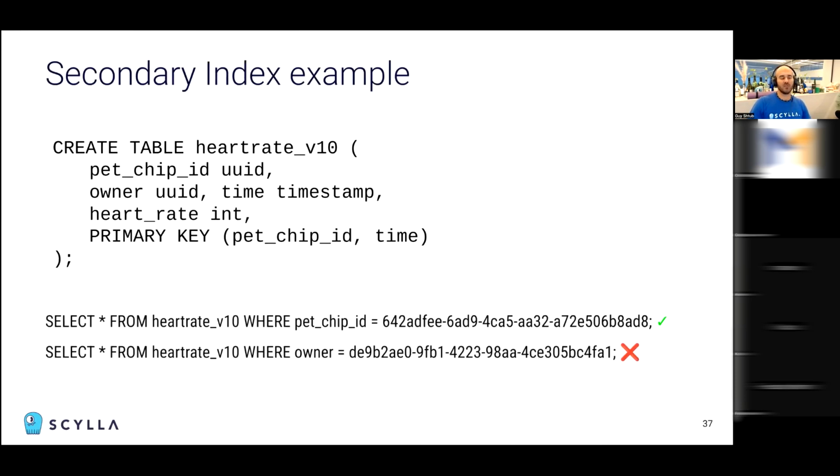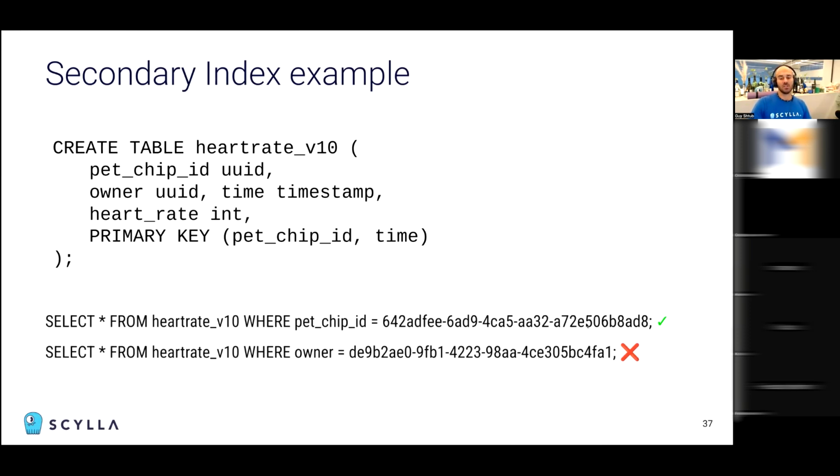So again, we have a table. We have three columns, pet ship ID, owner, and heart rate. So this is the example we saw before. And like before, pet ship ID is the partition key, and the clustering key is the time. So that means that the first query, where we query according to the partition key, works.